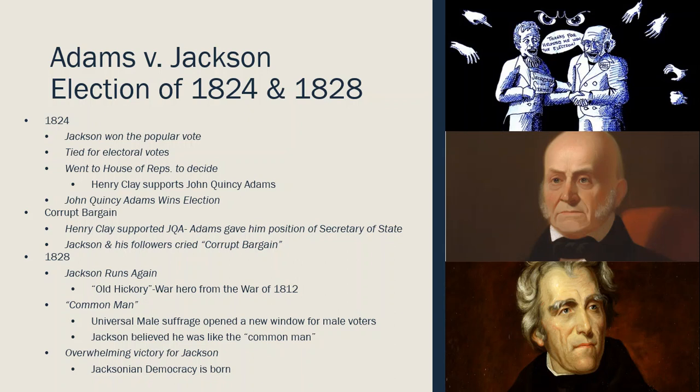But another thing that changes about the election of 1828 is the fact that universal male suffrage has been passed. So in all of the previous elections, you had to own property to be able to vote. But now you only had to be a white male of a certain age to be able to vote. They lifted the property clause. And so now there's this huge number of new voters that are going to be able to vote in the 1828 election, and Jackson uses that to his advantage. So first off, Jackson runs on a campaign nickname of Old Hickory.